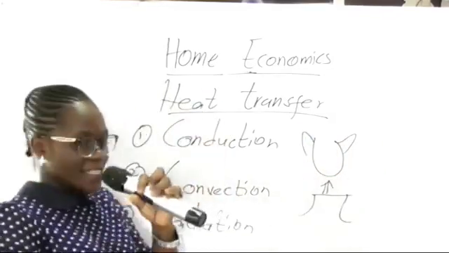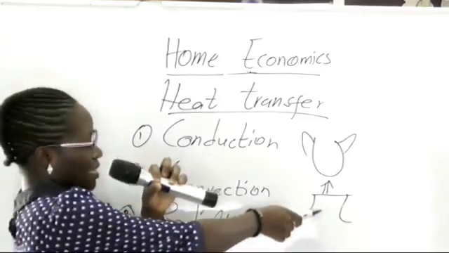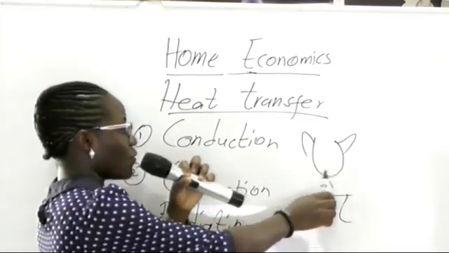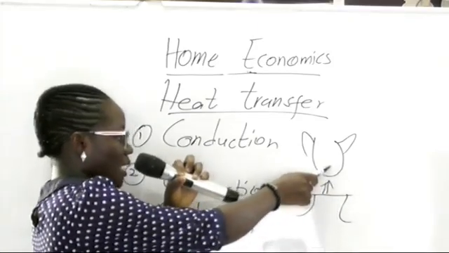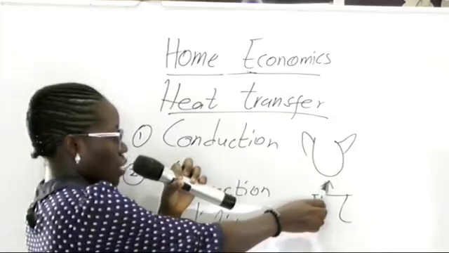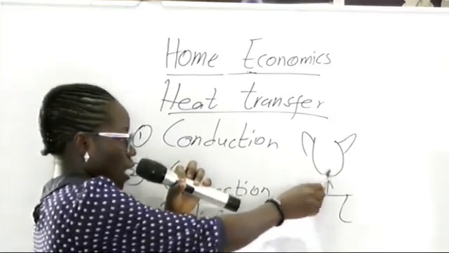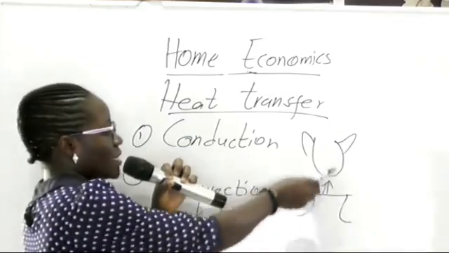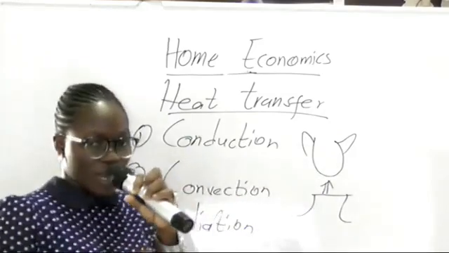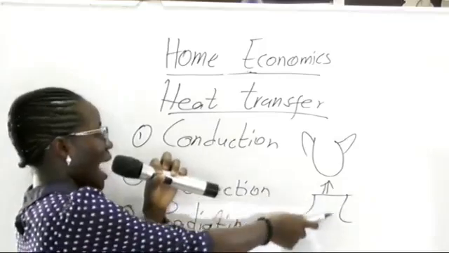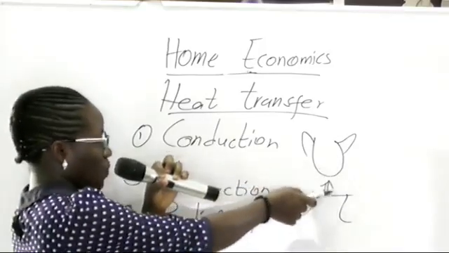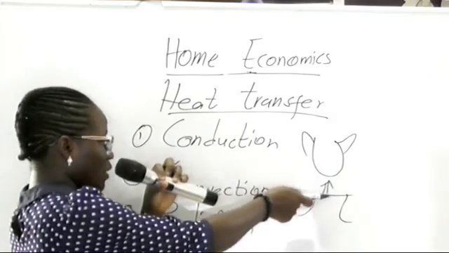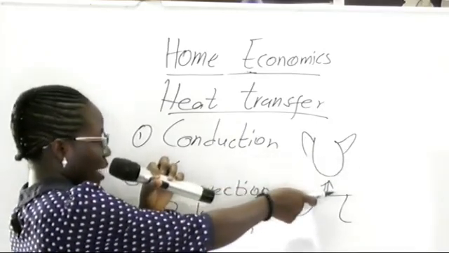Now, you can see on your screen, this is my source of heat. Before the heat can get to the food in the pot, it will pass through a solid contact. That is the saucepan or the pot being set on the fire. So this is the conduction method of heat transfer. Before the heat can get to the food, it has to pass through a medium. The saucepan is the medium serving in between the food and the source of heat.